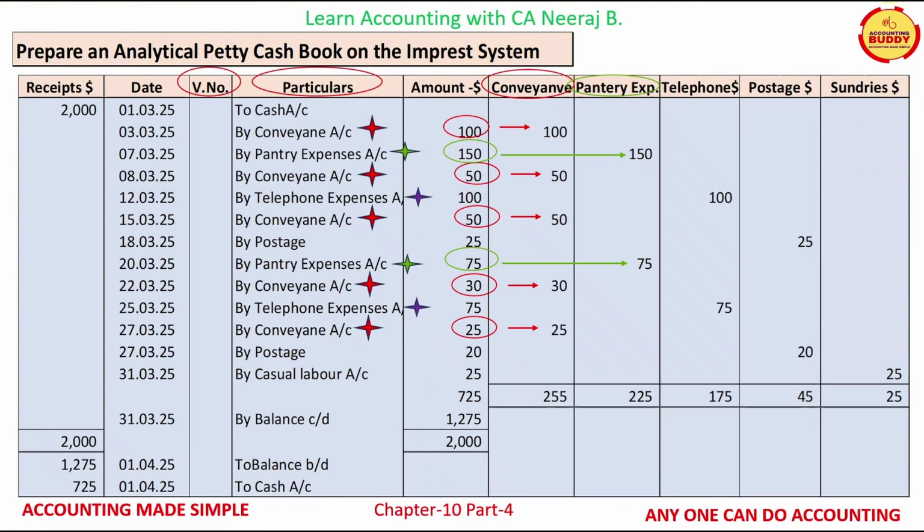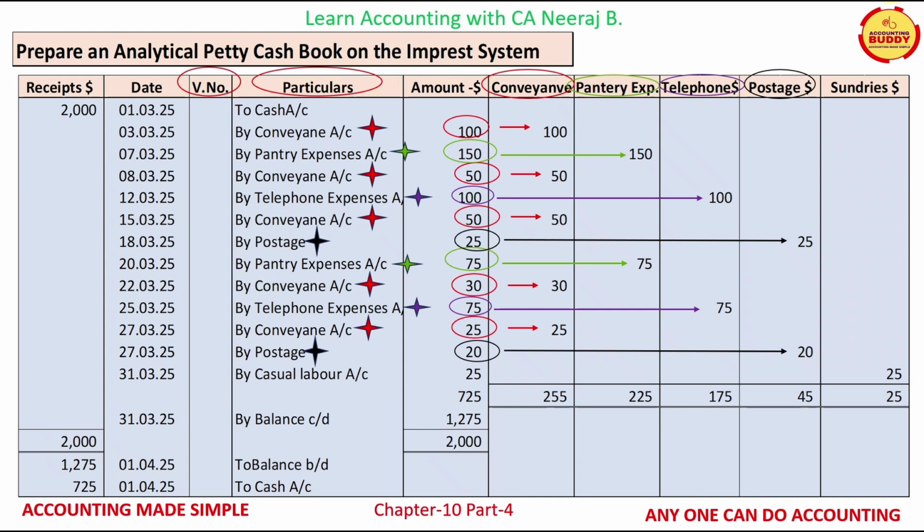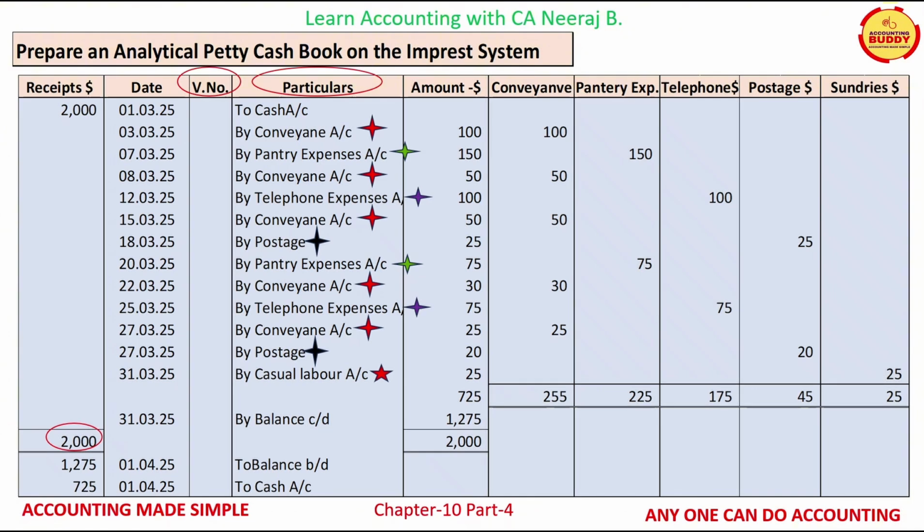Telephone expenses paid out of petty cash will first be recorded in the amount column and then again under the column created for telephone expenses. Similarly, postage paid out of petty cash will first be recorded in the amount column and then again under the column created for postage expenses. Now, petty cash expenses like casual labor, not paid frequently, will first be recorded in the amount column and then again under the sundries column.